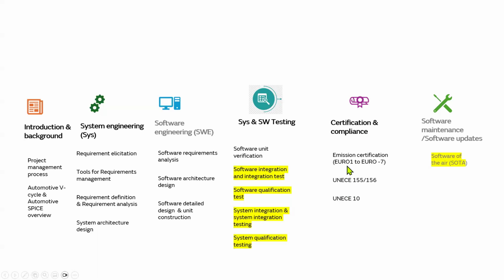The first one is emission certificates. If you are selling an internal combustion car, plug-in hybrid or hybrid electric vehicle, you need to be compliant with some emission standards. There's also another standard related to cyber security and software updates, which you also need to satisfy. You also need to comply with UNECE R10, which is about electromagnetic compatibility.